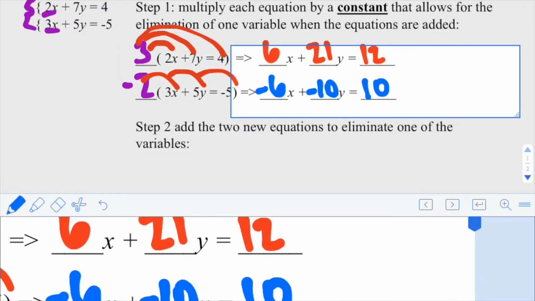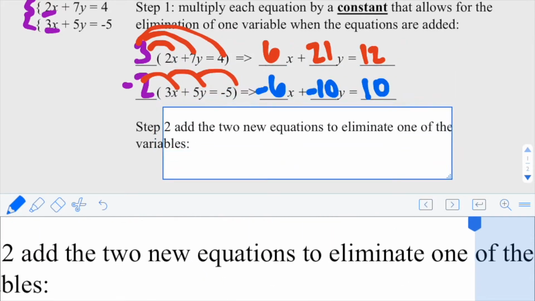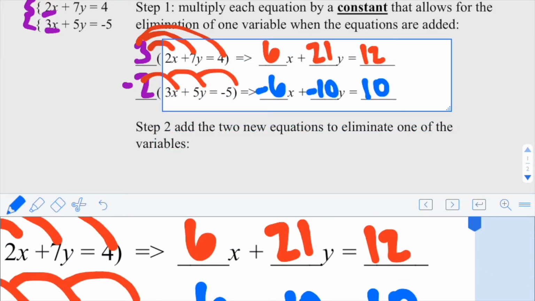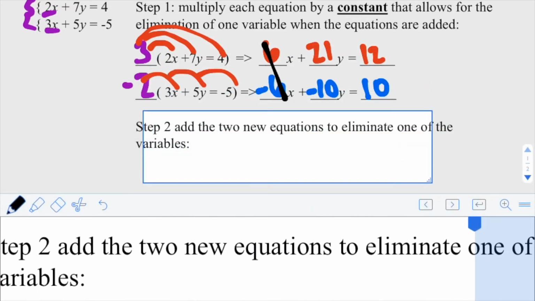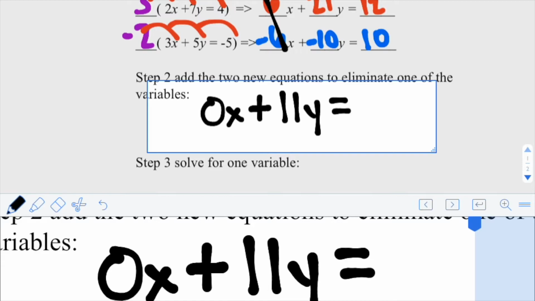And now, just like in Tier 1, we are going to add the two new equations together, eliminating a variable, which is going to be the x variable again. So now, when we add these, we get 0x's plus, and you've got 21y's and negative 10y's, so that leaves 11y's. And you've got 12 of a constant and 10 of a constant. Add those together, you get 22.